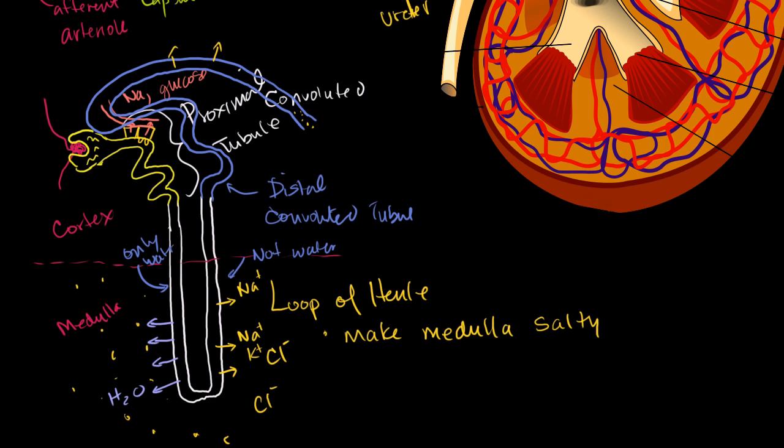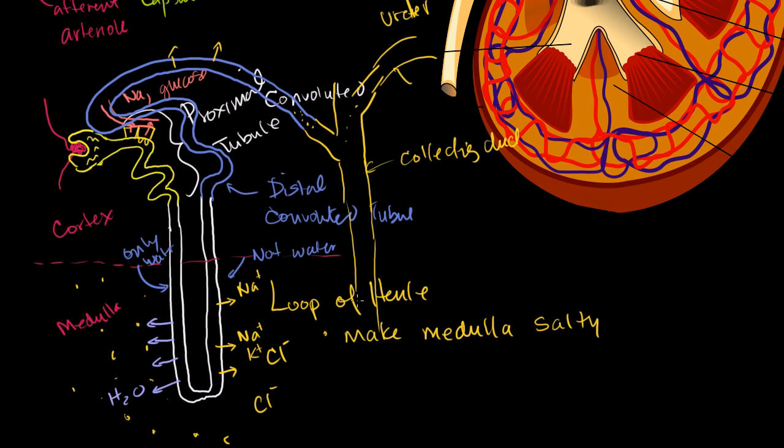And then this gets dumped into collecting ducts. You can kind of view this as the trash chute of the kidney, where multiple nephrons are going to dump into this. So that might be the distal tubule of another nephron right here. This is a collecting duct, which is just a tube that's collecting all the byproducts of the nephrons. And the interesting thing is the collecting duct further goes into the medulla again, to the salty part again.